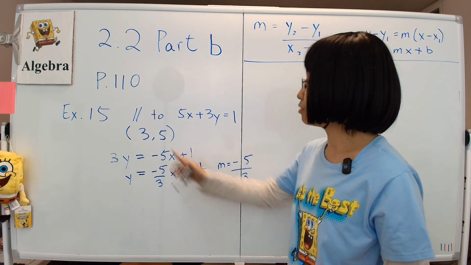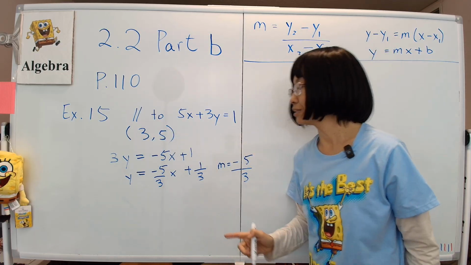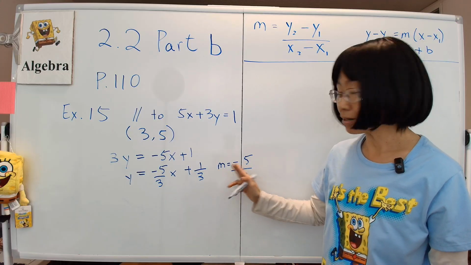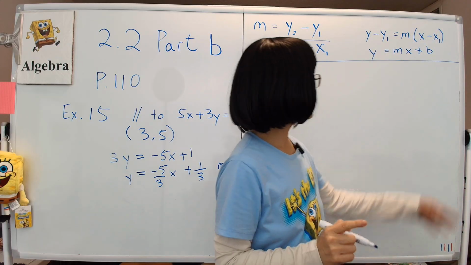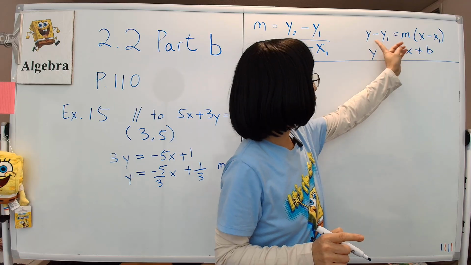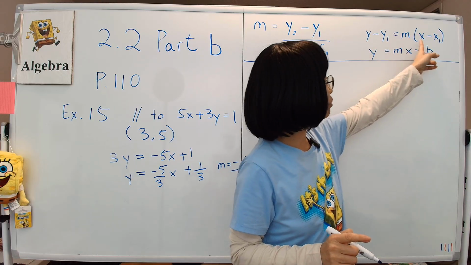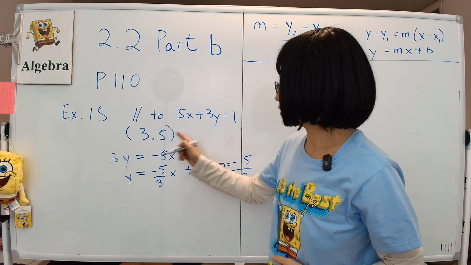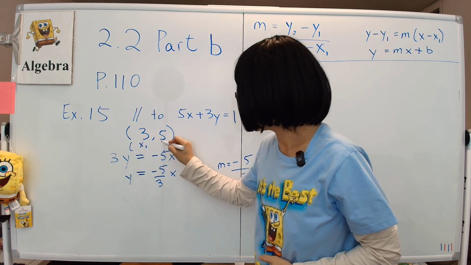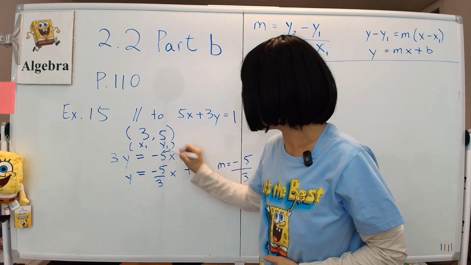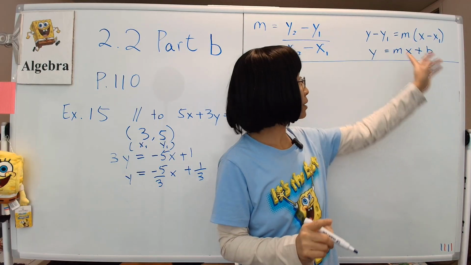And what are we doing? Oh yeah, parallel. Parallel means the same slope. So knowing that, we're going to follow this equation right here, where y minus y1 equals the slope times x minus x1. In this case, we will have x1 as 3, and y1 as 5. And then we'll follow this formula exactly.